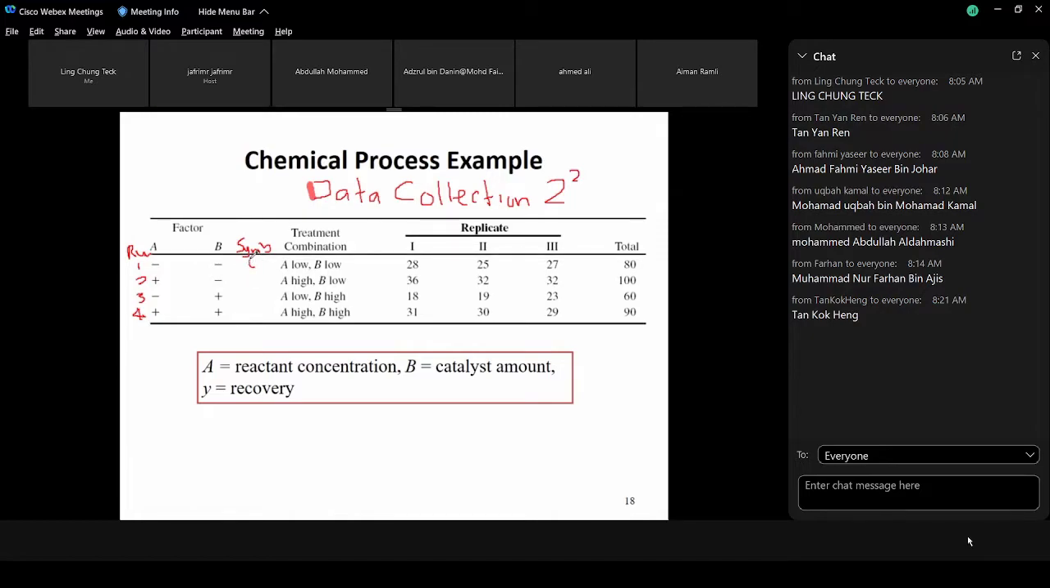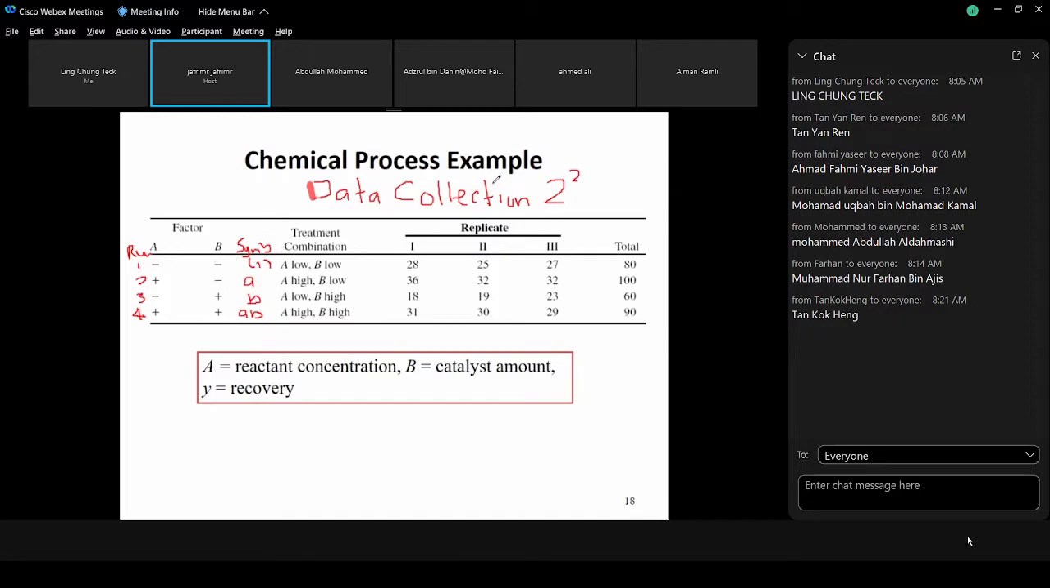Put 1. This is A. Okay, this is B. This is AB. That means A high, B high. Okay, I hope by now, guys, you must be able to understand or read this data collection matrix.